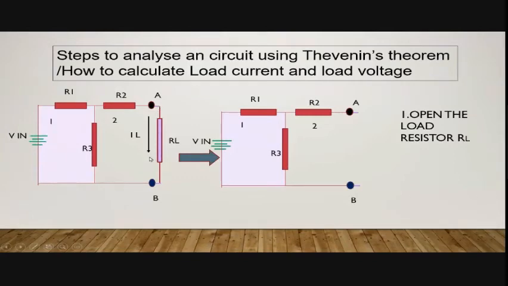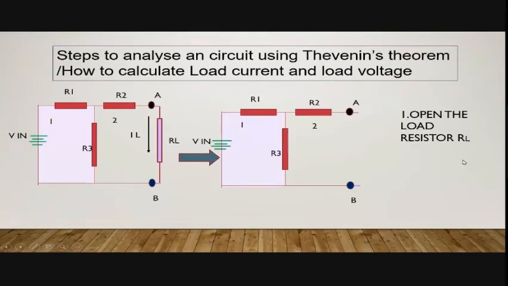The first step for that is to open the load resistor RL. Open the load resistor RL means what? This circuit you have taken and you have disconnected RL from the points A and B. So here nothing is there now. These are open points. These are not connected. Okay, so this is the first step: open the load resistor RL.